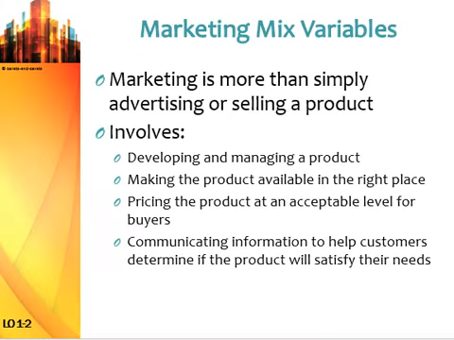Next, we'll talk about marketing mix variables, which are also known as the 4 Ps. Marketing is more than simply advertising or selling a product, which is what most people on the street say if you stop them and ask what marketing is. But it involves developing and managing a product, making the product available in the right place, pricing the product at an acceptable level for buyers, and communicating information to help customers determine if the product will satisfy their needs.